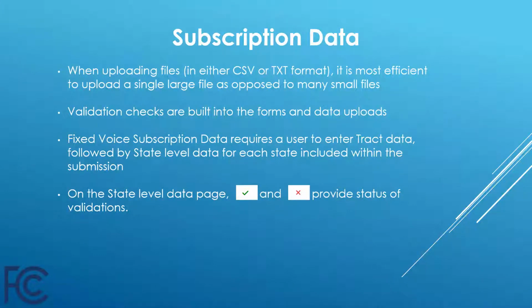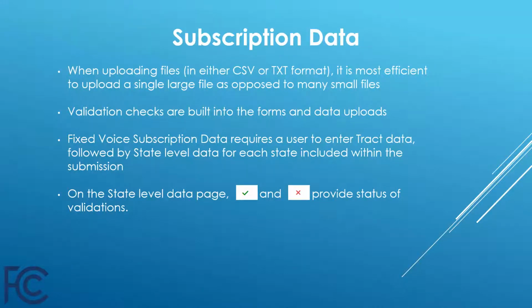When uploading your subscription data, files must be in a CSV or text file format. It is recommended to upload a single large file for your subscription data, as that upload process is more efficient than uploading numerous small files. There are multiple validation checks built into subscription data form entries and data uploads. If your upload fails these validation checks, you will be unable to save your submission until your data errors are resolved. For example, if 2 rows of your fixed broadband subscription data contain invalid technology codes, you will need to fix these errors and then re-upload your file in order for the BDC system to accept your data.